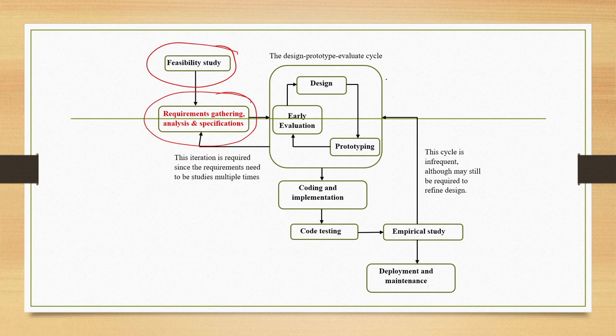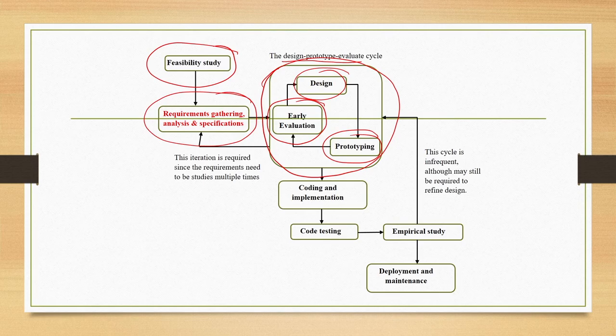Third is a set of sub stages performed in a loop manner. The sub stages are the design sub stage, the prototyping sub stage, and quick evaluation of the prototype, which is another sub stage. Together they form a cycle which we call the design prototype evaluate cycle. Through this cycle we do two things. One is we design the interface as well as the interaction, and also we design the system.